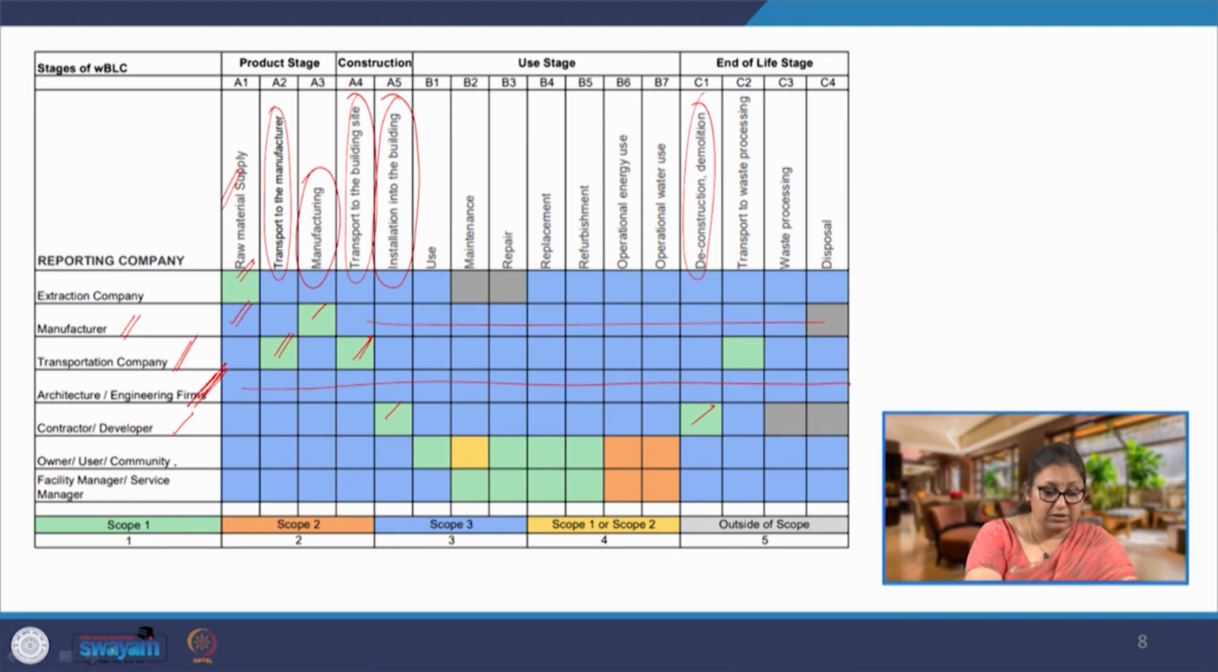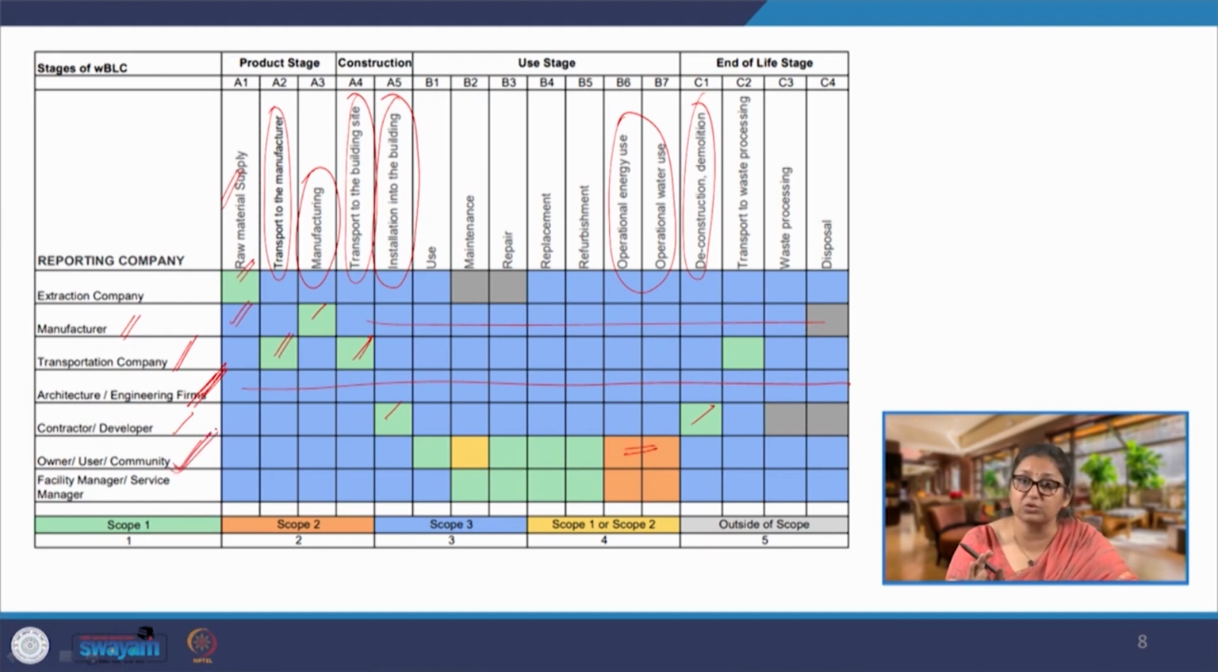Now, if we look at the user or owner or the community who is directly going to use the building, for them there are largely the emissions coming from operational energy use. So, the operational energy use and operational water use, which is going to go in scope 2, is directly coming to the users and community.